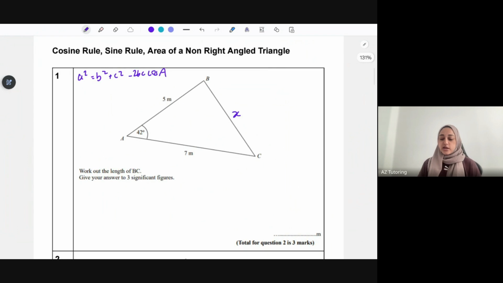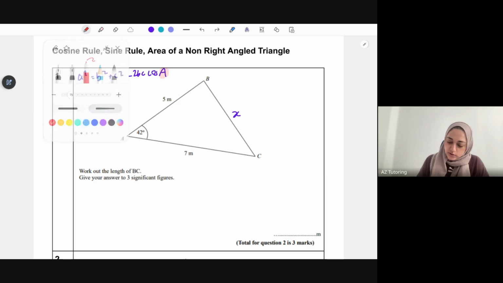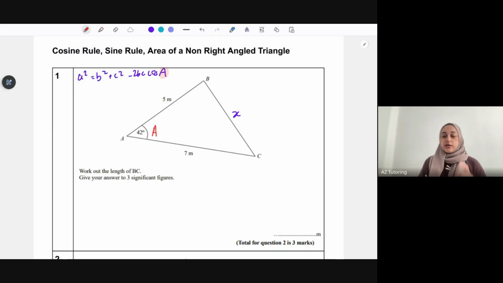Now with cosine rule, it's really important that you label your angle first because we've only got 1 angle A in the equation. So the first thing we do is we label angle A, which is that one. So then we can label the corresponding side, which is side A. I'm going to do this in a different color just so you don't get confused with X. So opposite angle A is length A. So this X that we're trying to find is length A.